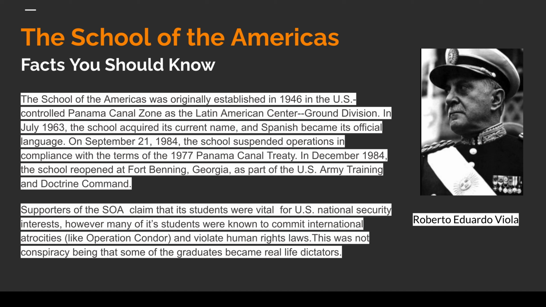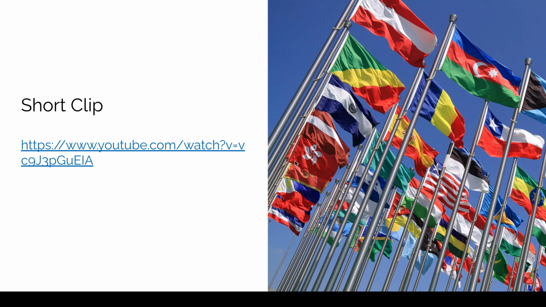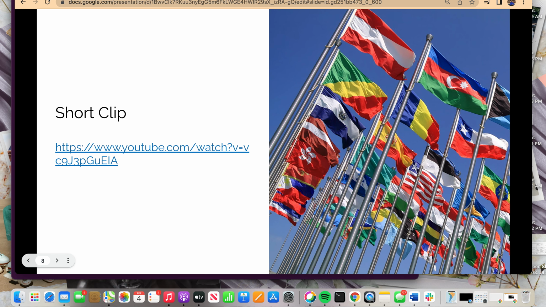Now, supporters of the School of the Americas claim that its students were vital for U.S. national security interests. However, many of its students were known to commit international atrocities like Operation Condor, as well as violate human rights laws. This was not conspiracy, being that some of the graduates became real-life dictators, such as the one pictured to the right. He was a student of the School of the Americas, and he was also heavily involved in the atrocities of Operation Condor. Here's a short clip that'll give you guys a more in-depth understanding of the School of the Americas.